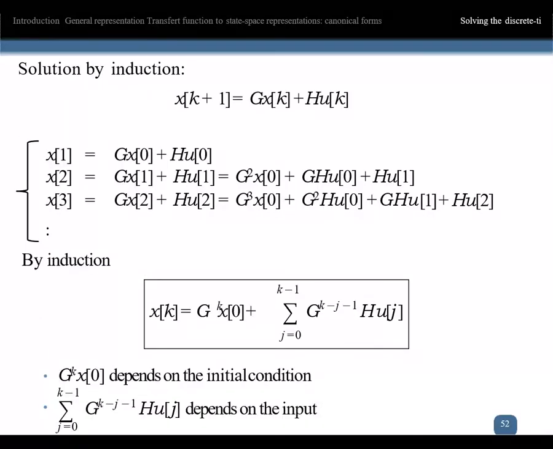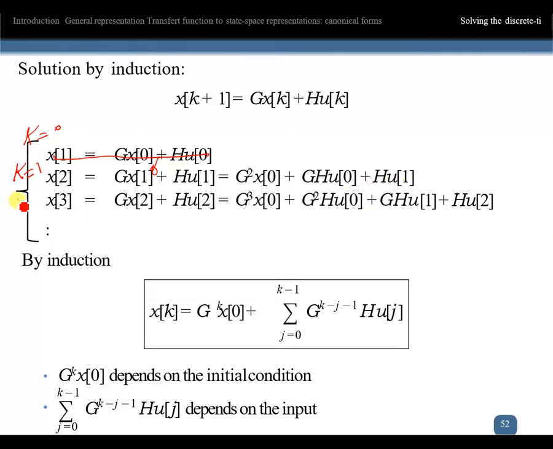First, induction. Put k equal to 0, and you find x1 equal to Gx0 plus Hu0. Then increase k to 1, and x2 is equal to Gx1 plus Hu1. I know x1 is equal to the expression here. Substitute x1 in this equation, and you can find G squared x0 plus GHu0 plus Hu1.